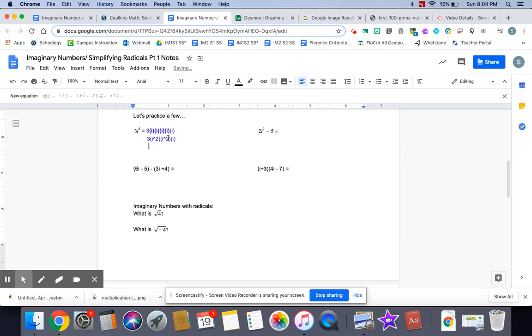So each i squared, or i to the power of 2, the special property is that it's -1. So I can replace the i squared with -1. There's 2 of them, so I have 2 -1s, but I still have this i at the end. Now these -1s are real numbers, and they can combine with the 3. So 3 times -1 is -3, times -1 again becomes +3.